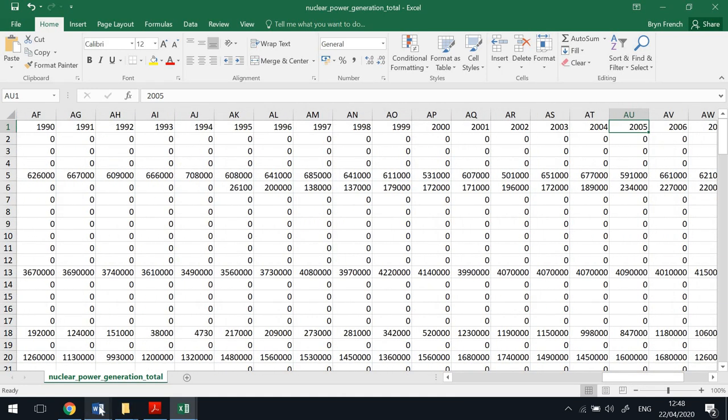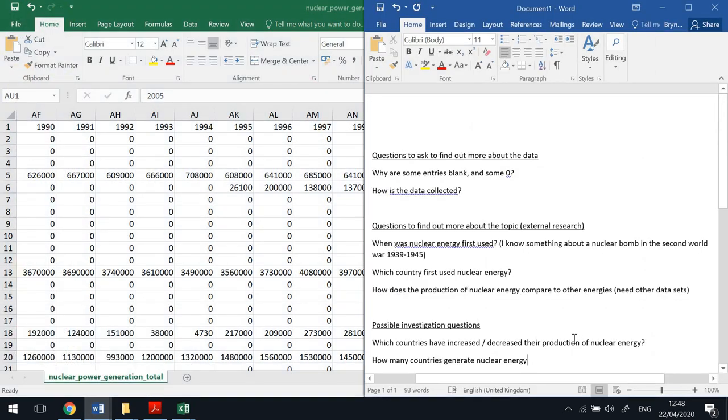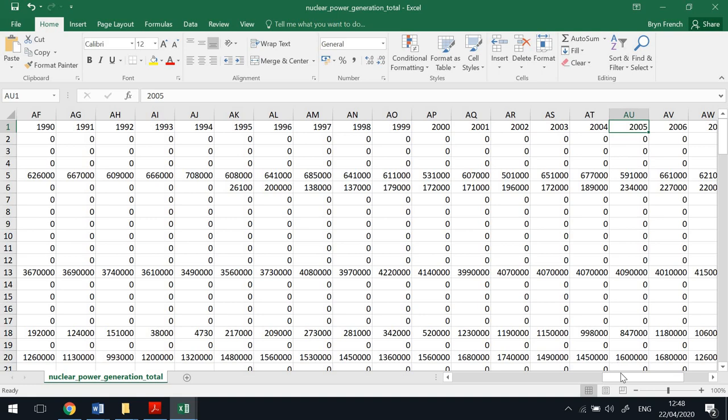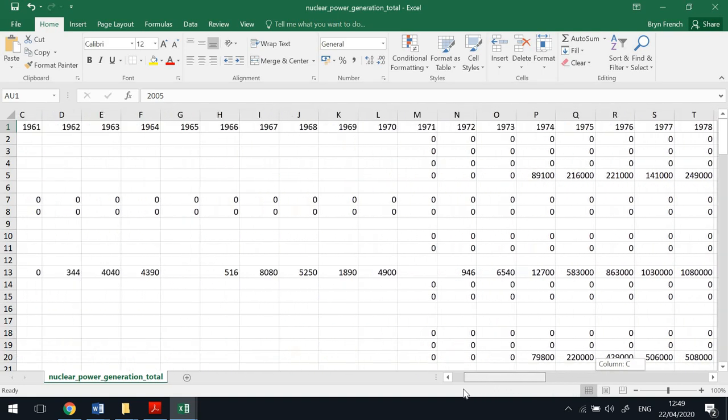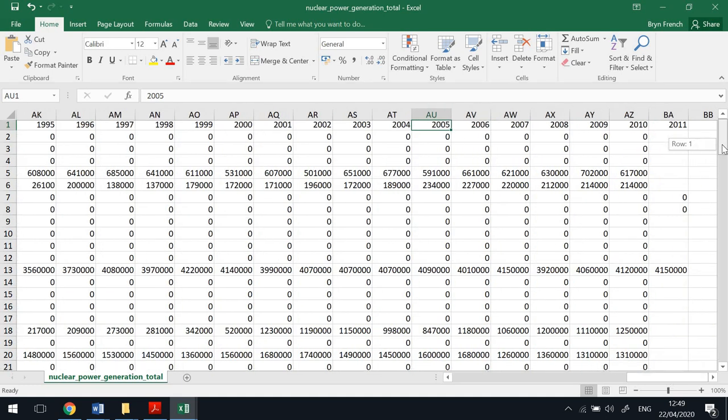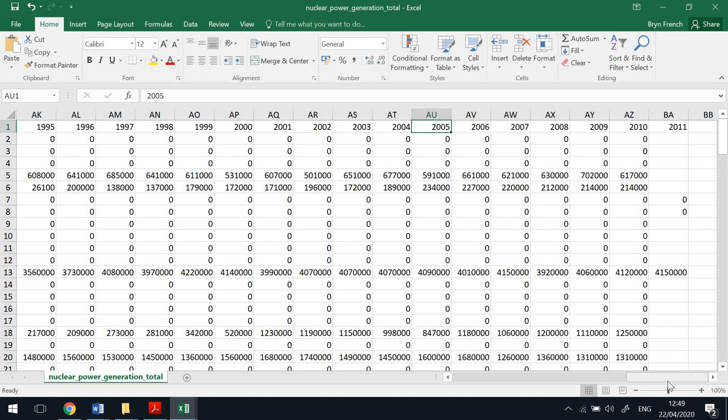So that could be another question. When did countries start producing nuclear energy? Okay. Have any countries stopped producing nuclear energy? So we should be able to find the answers to these questions from this data. Okay. Are there any patterns in these numbers?